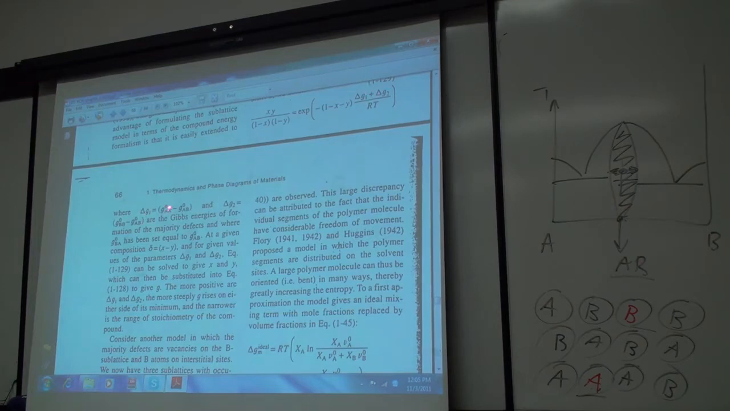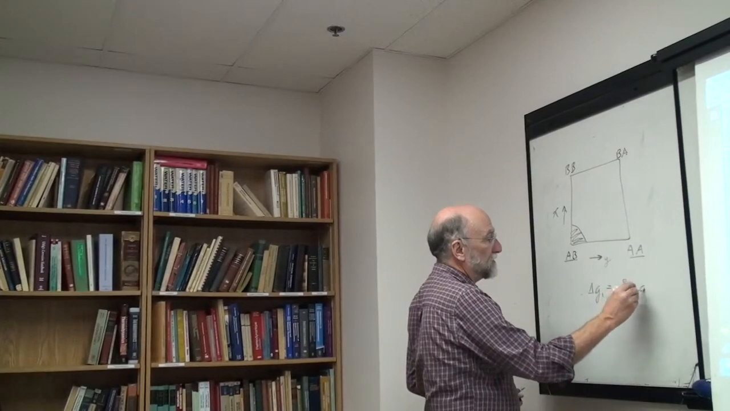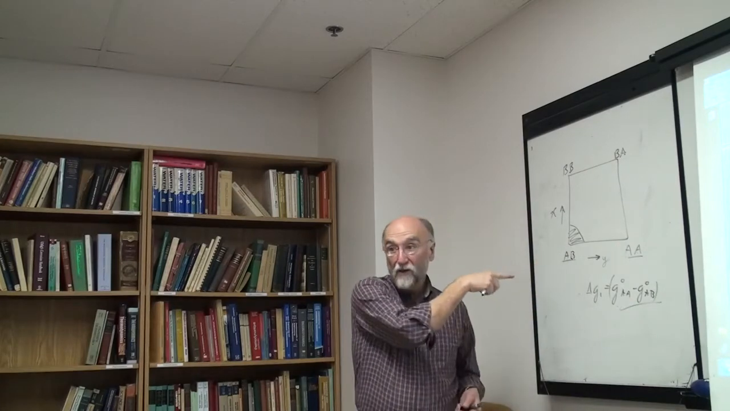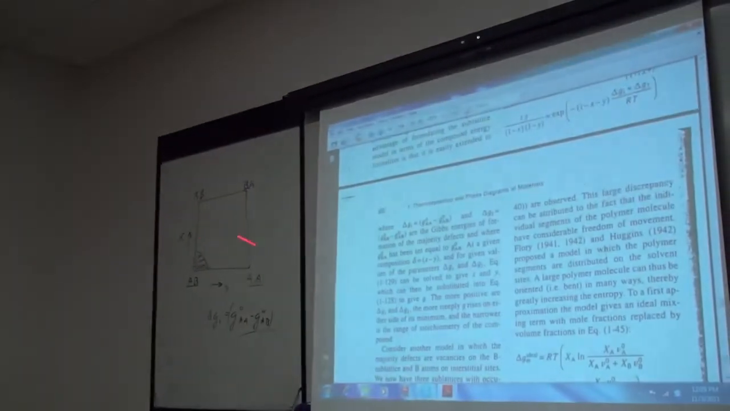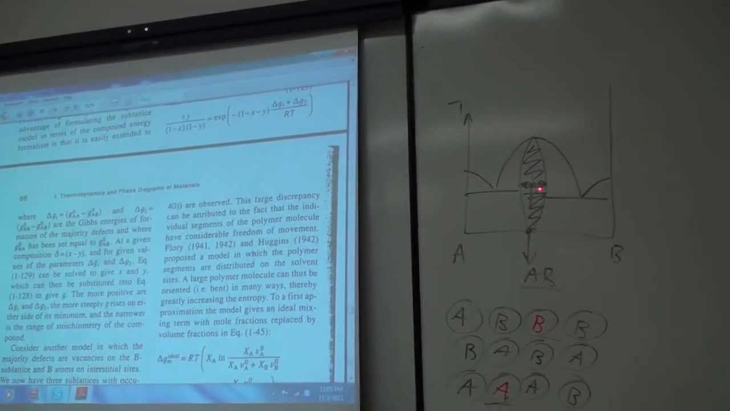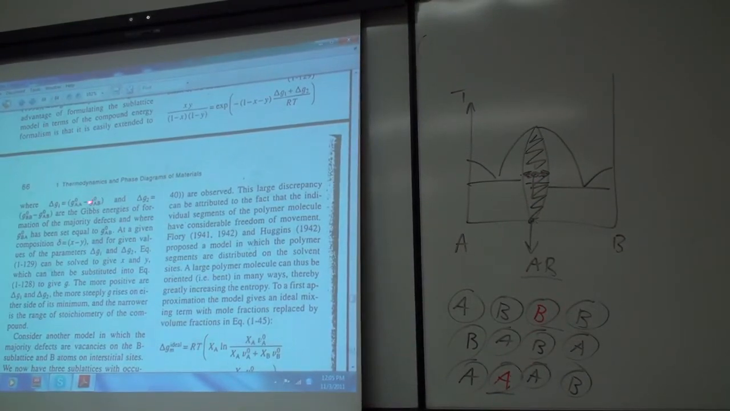If you work this whole thing out, delta G1 is G naught AA minus G naught AB. So this delta G1 is G naught of AA minus G naught of AB. And as I said, that's the energy of putting a mole of vacancies into the dilute solution. Delta G2 is the same thing for up here, G naught BB minus G naught AB. They are the Gibbs energies of forming the majority defects. Now these are called the majority defects. I'll say later what that means, but in this case the majority defect on the right side is a substitutional defect of B on an A site. The majority defect on the left side is a substitutional defect of A on the B sites.